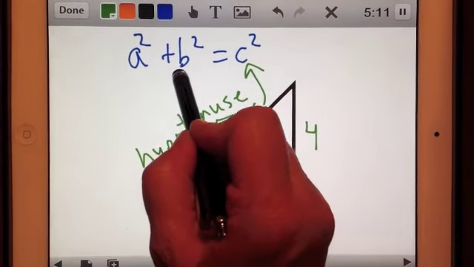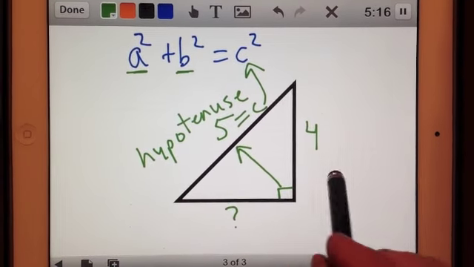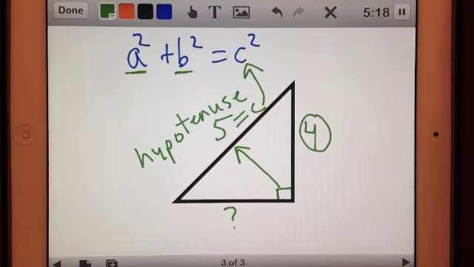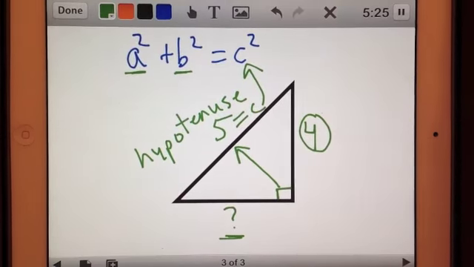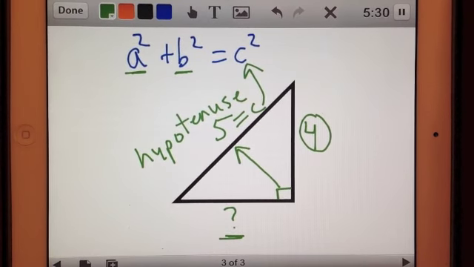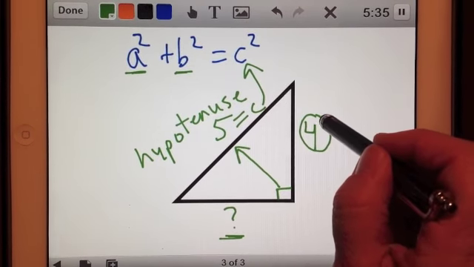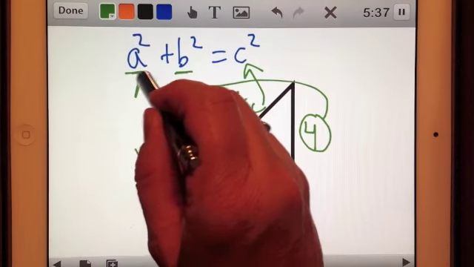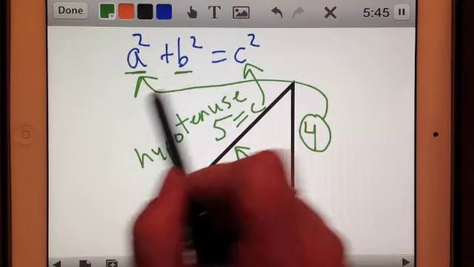I also know that one of these other two sides or legs in the right triangle equals 4. I don't know what the other one is. And it doesn't really matter whether I substitute 4 in for B or 4 in for A. It just doesn't really matter as long as I only do it for one of them, and then I solve for the other one. So in this case, I'm going to make 4 equal A.